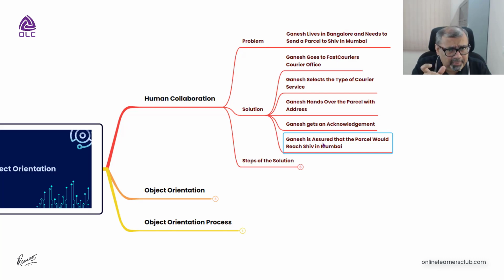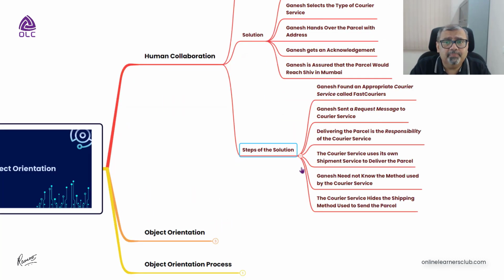Right? So this is a very simple mechanism we could see, and we have some steps that we have derived. So now let us look at these steps in detail. So first is Ganesh found an appropriate courier service, which is Fast Couriers. All right. So this is a service. So a courier service is again a service in the industry, which is another important element of the solution.